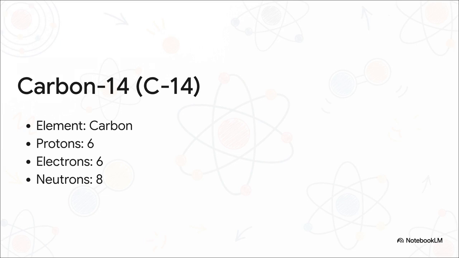Regular carbon, the stuff making up most of your body, has a mass of 12. That's 6 protons and 6 neutrons. But carbon-14 is an isotope. It still has 6 protons, so it's unmistakably carbon. It still has 6 electrons, but its overall mass is 14. If we do our math again, 14 minus 6, we see it has 8 neutrons instead of the usual 6. It simply packed 2 extra heavy subatomic particles right into its nucleus.